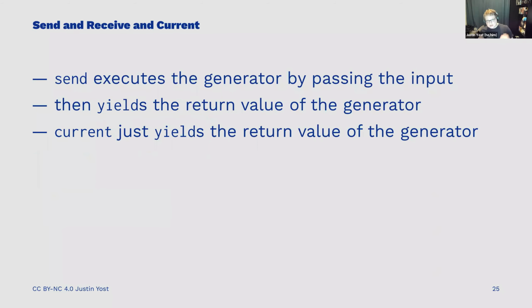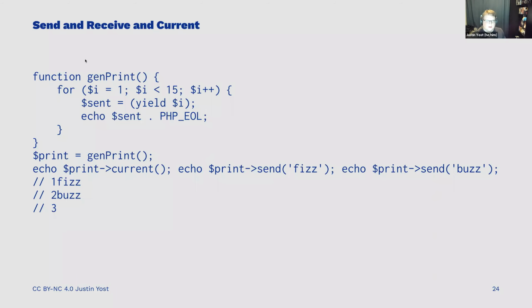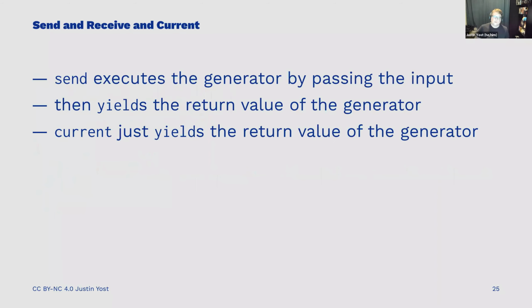So send executes the generator by passing in the input, then yields the return value of the generator, right? When we call send with fizz, we loop back around until we get to the next yield, we execute that yield, and then we pause the execution of the generator. Current just yields the return value of the generator. So current just calls whatever that first yield is and pulls out that return value.